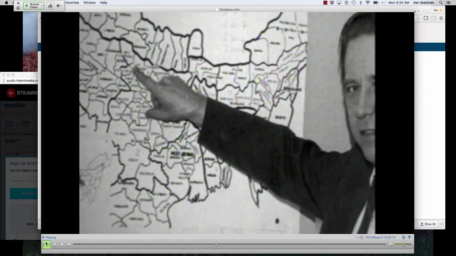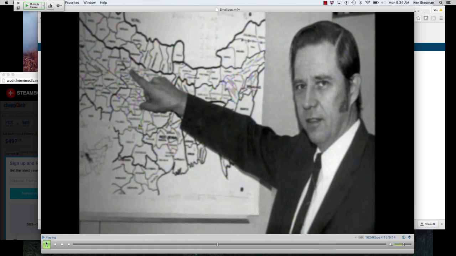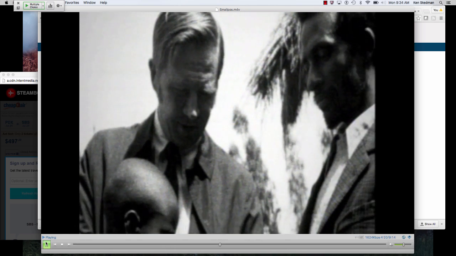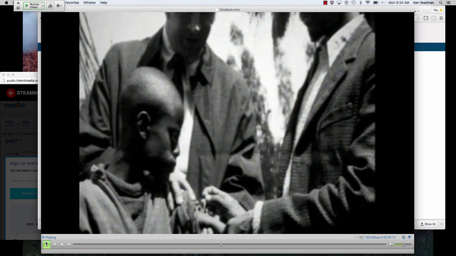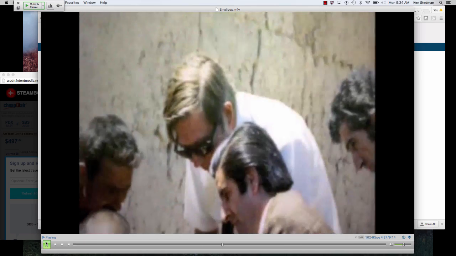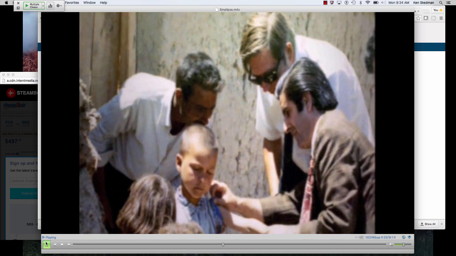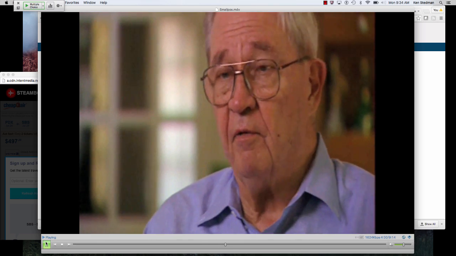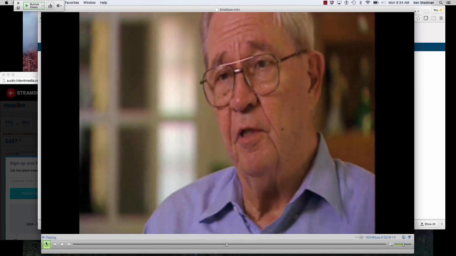In 1966, the World Health Organization selected Donald Henderson as the man to do it. He was under 40, old enough to lead, yet young enough to believe. We were engaged, if you will, in a crusade to do something that had never been done before, but it could be done.